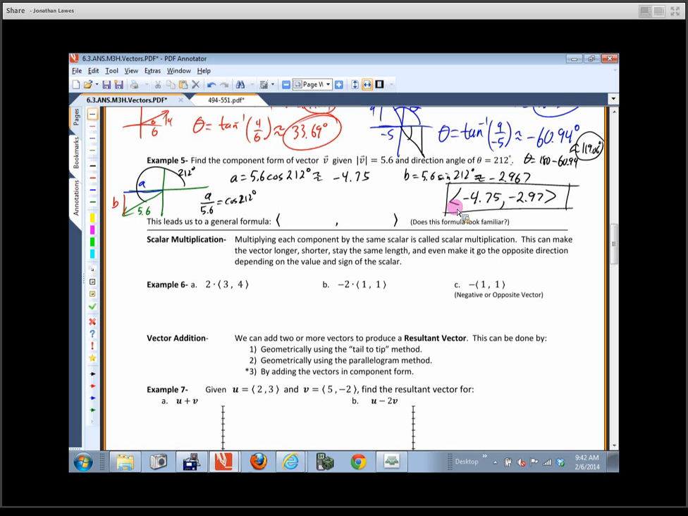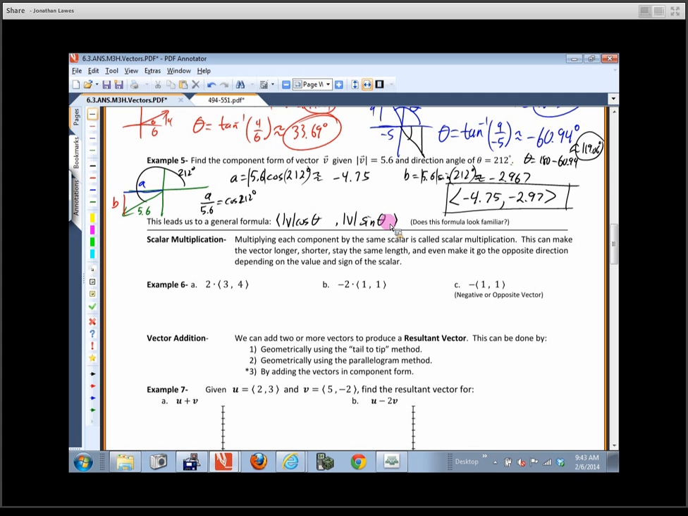Okay. So knowing that we took the magnitude and multiplied it by the cosine of the direction angle to get the horizontal component, and that we took the magnitude of the vector and multiplied it by the sine of the direction angle to get the vertical component, can you think of a formula that would give us, if we have this information, magnitude and direction angle, the component form of the vector? Okay, so we'll do magnitude of V times the cosine of theta. And what would this one be? Magnitude of V times the sine of theta.